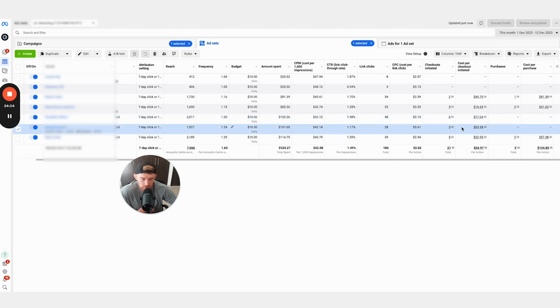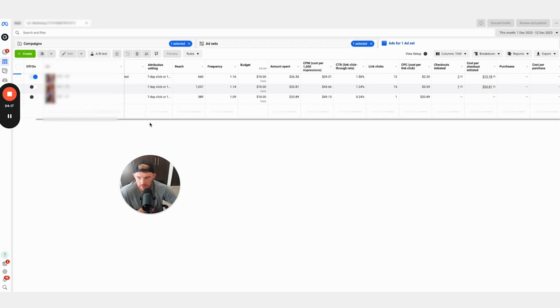This one is $33, which is above the average. And the cost per click is high. The click-through rate is low. And the CPM is the same as the average. So this one in particular probably doesn't look that good. So let's have a look at this one.